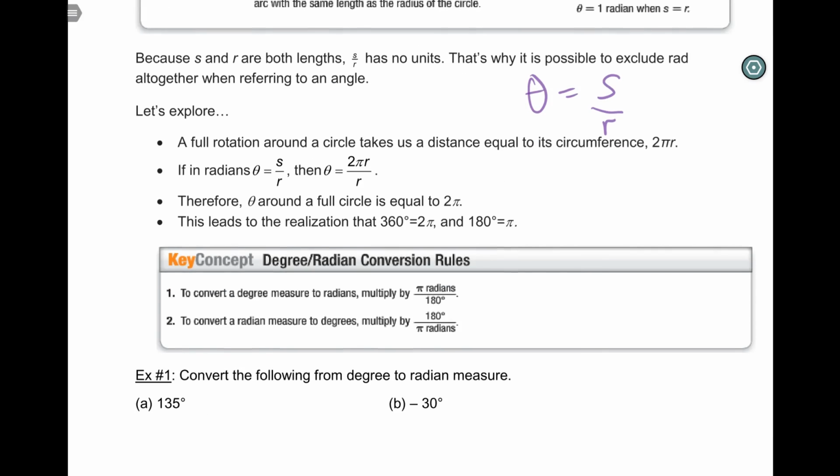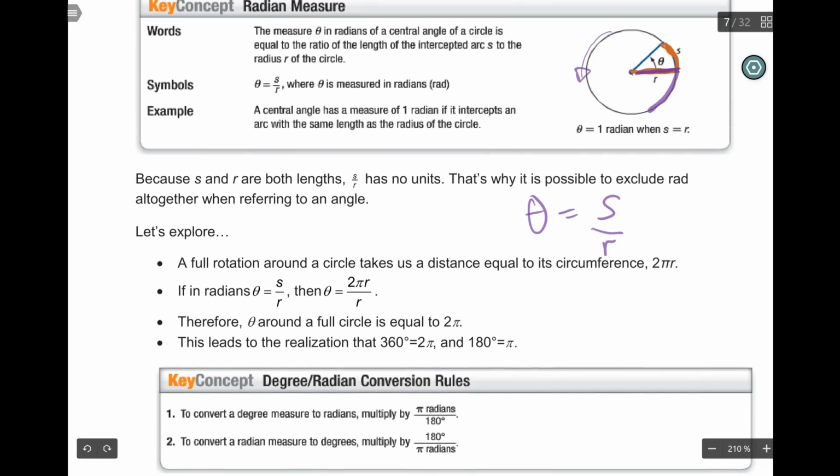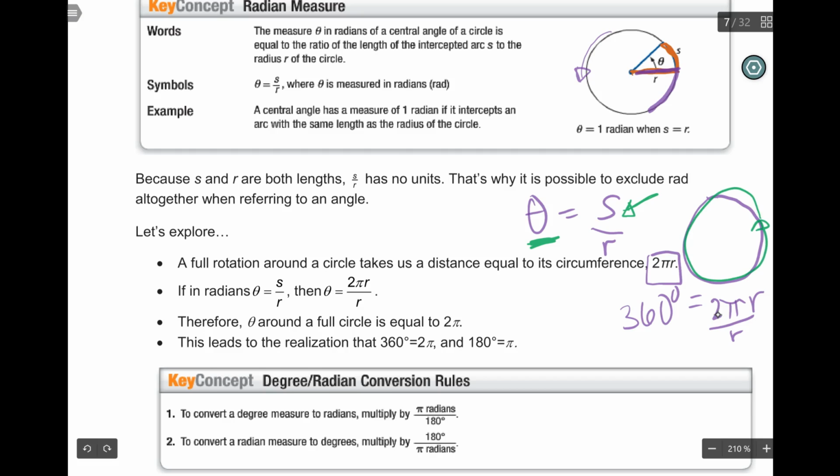All right, so a full rotation around a circle takes us a distance equal to the circumference, 2 pi r. So this is the distance around a circle, the circumference. And we already know the length of the circumference, due to other math, is 2 pi r. So we know that 360 degrees is going to equal 2 pi r divided by r. Because remember, the angle in radians is going to equal the length of however long your arc is. The arc would be 1 complete trip around the circle divided by the radius. So when I divide by the radius, the r cancels out.